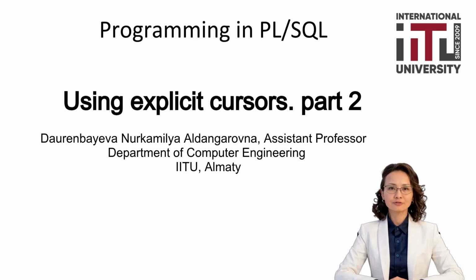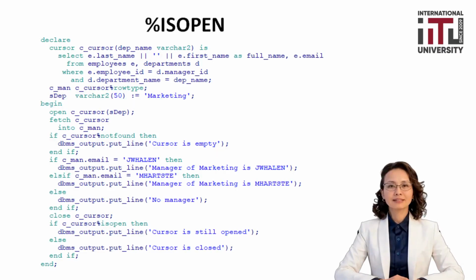Welcome to Lecture 5. We continue to talk about using explicit cursors in PL/SQL. In this example, we use a parameterized explicit cursor to find the manager of a specific department. We declare a cursor that takes a department name as a parameter and returns the manager's full name and email. We also declare a record variable to store the fetched row and a variable for the department name, in this case, marketing.